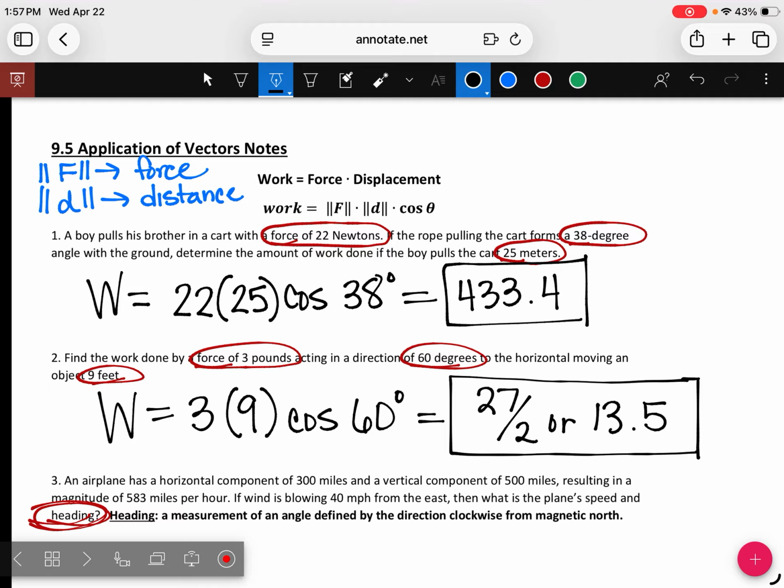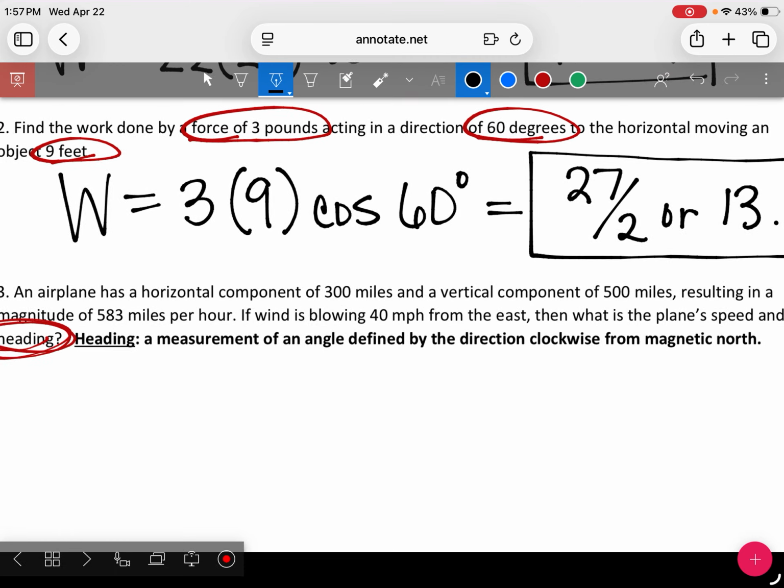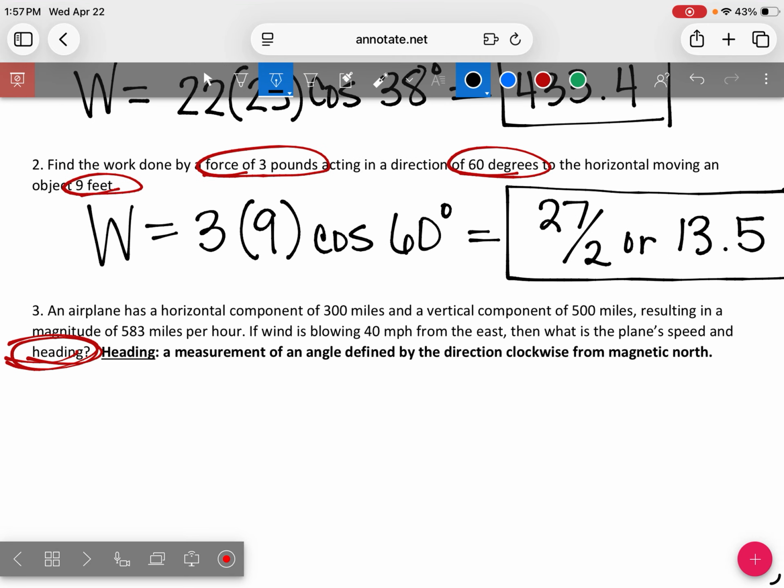All right, last one, number 3 for today. So it says that an airplane has a horizontal component of 300 miles and a vertical component of 500 miles, resulting in a magnitude of 583. So that means that the speed of the plane in still air would be 583. However, we do need to take into account the wind, okay? The wind is blowing 40 miles per hour, which is the magnitude.